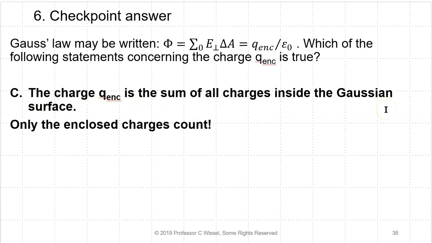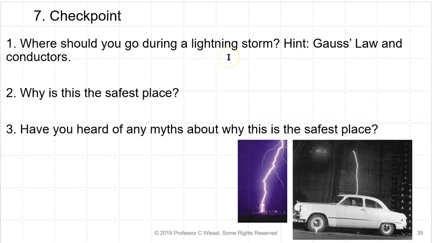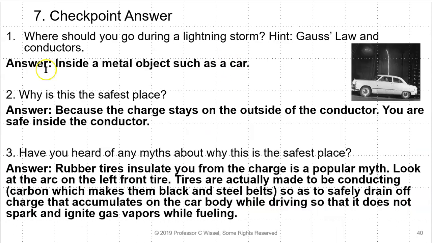Only enclosed charges count. Now, where would you go during a lightning storm? Hint, Gauss's law on conductors. Why is this the safest place? And have you heard any myths about why this is the safest? I love to bust myths. The answer to the first question is you want to be inside a metal object such as a car. Why is this the safest place? Because the charge stays on the outside of the conductor. You're safe inside the conductor.